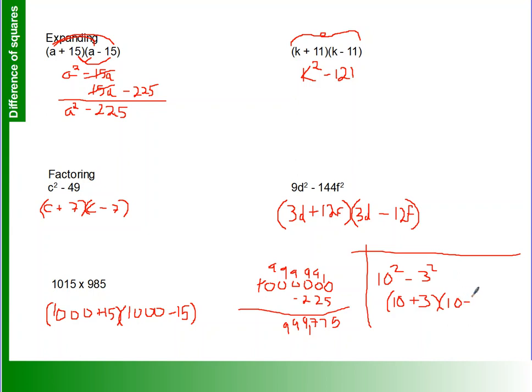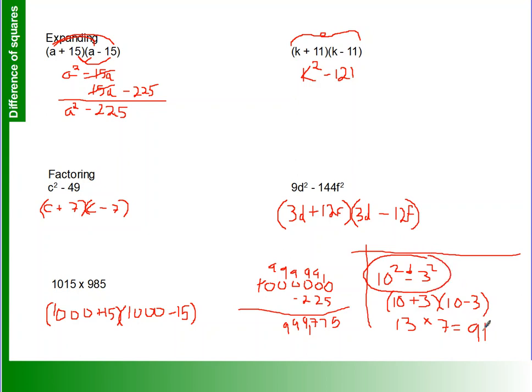10 minus 3. Does this only work if it's subtraction? Yes, it only works if you have a difference, and that's why it's called the difference of squares. Now, 10 plus 3 is 13. 10 minus 3 is 7. And guess what? 13 times 7 is also 91. So we can take this problem and turn it into a difference of squares and get the answer pretty easily.